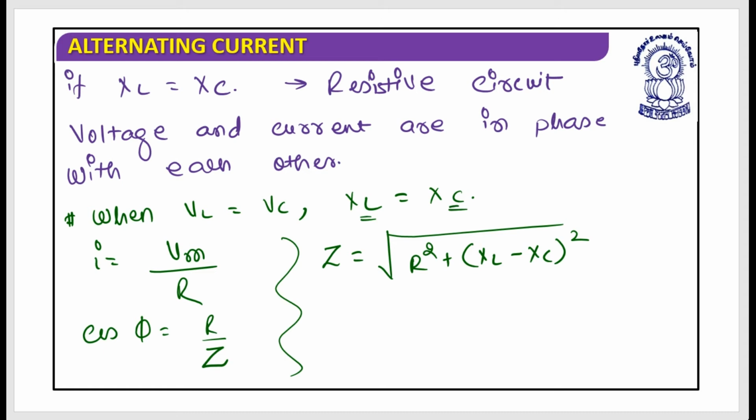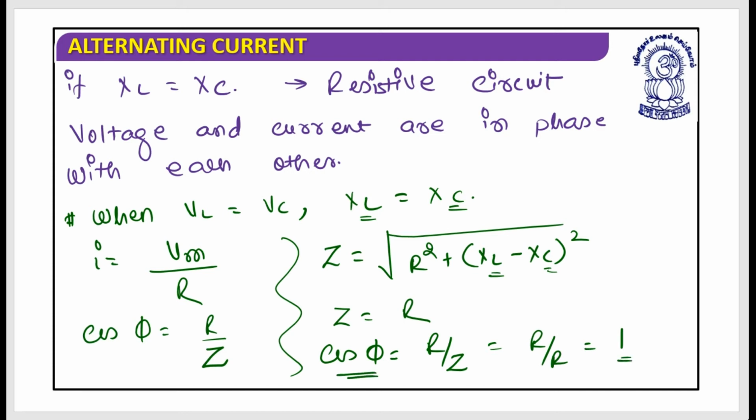But as XL equals XC, this is the case where Z equals R, and from this cos phi is equal to R by Z, which is equal to R by R, which is equal to 1. So the power factor is unity, and when the power factor is unity, phi is equal to 0 degree, which we have already proved: voltage and current are in phase with each other. I hope this is clear.